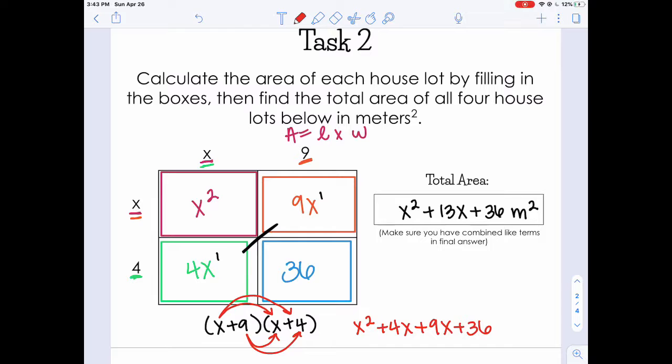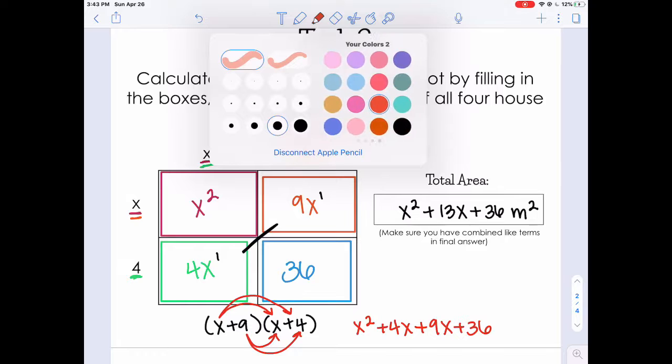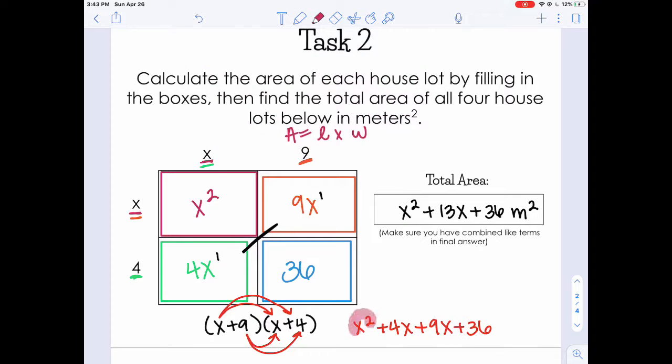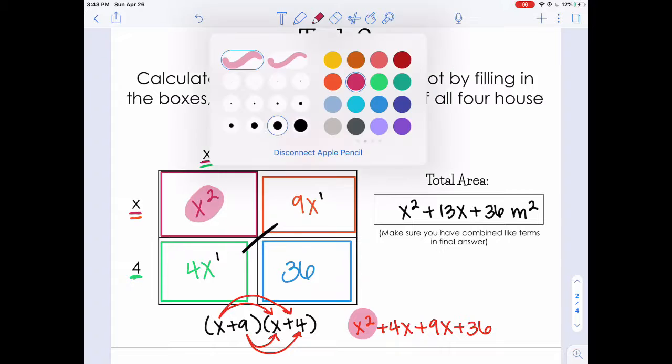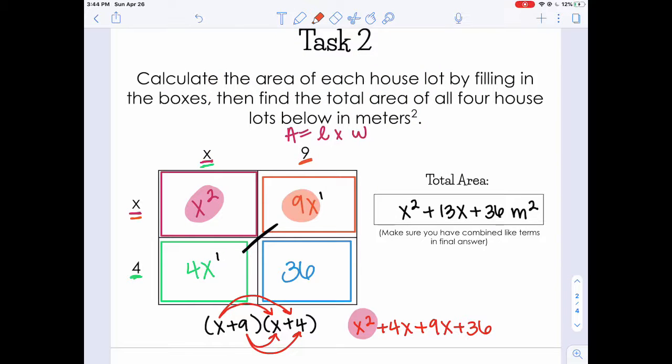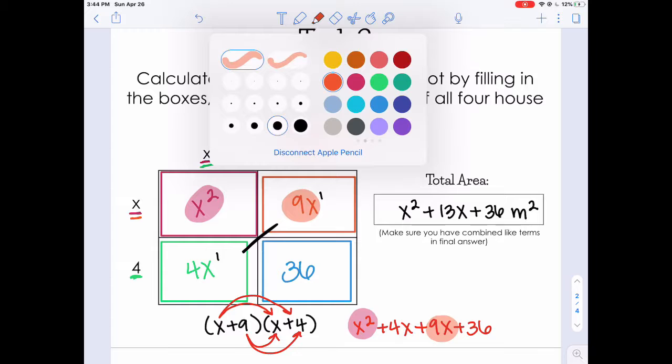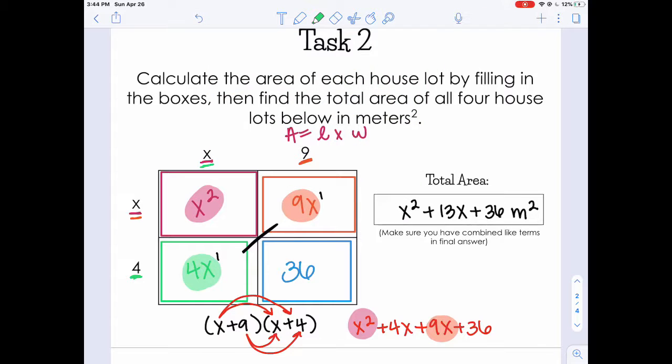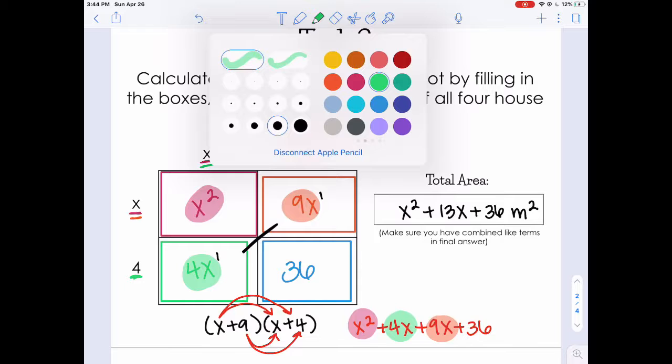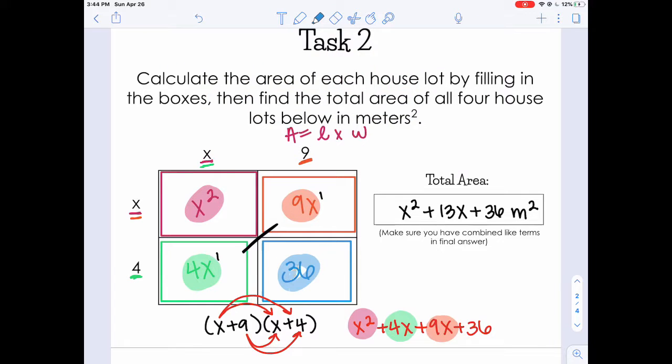Okay, so notice that these are the same pieces that we had above. My x squared is this area that we had for this first rectangle. My 9x is here, okay, and then I had my 4x right here, as well as here, and my 36 is here and here. So technically, we're getting the same answer both ways. All I need to do here is combine my like terms, so that gives us the 13x that we had above for our total area. So both ways we're doing it, we're getting the same answer.